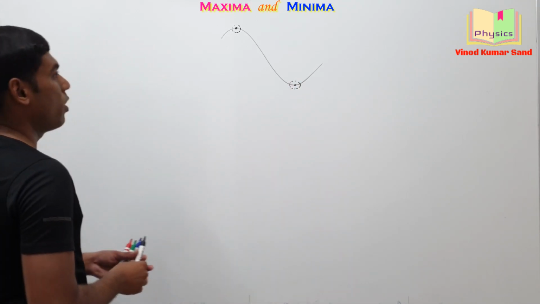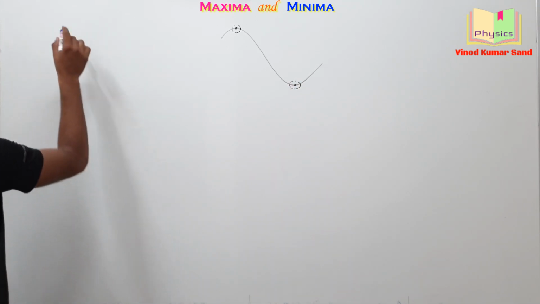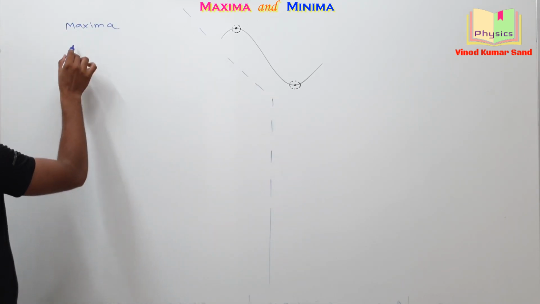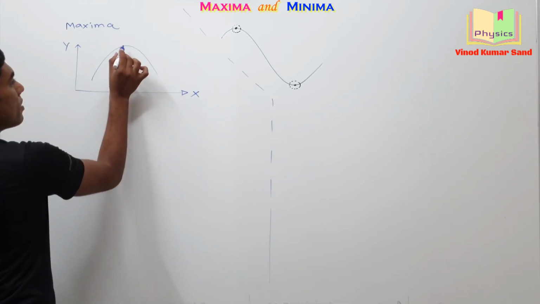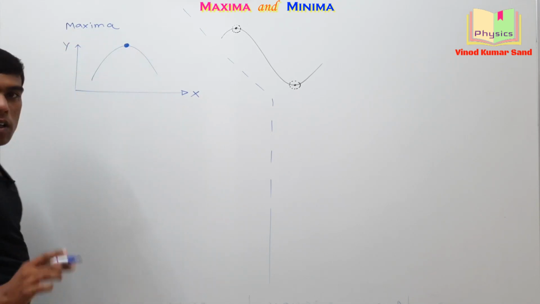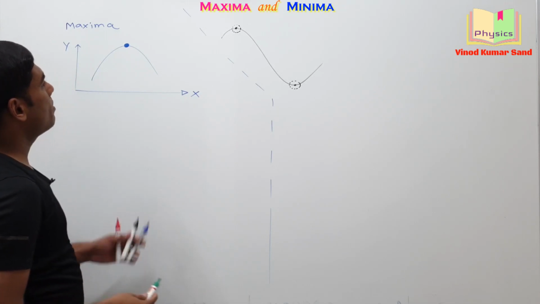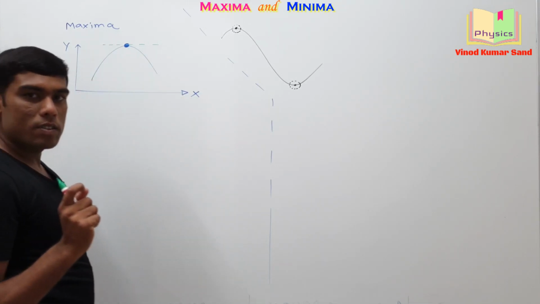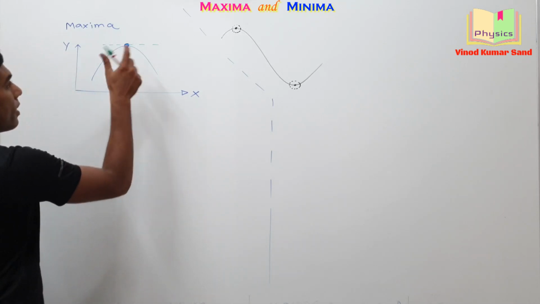So first of all, we'll be reading about the maxima, then we'll talk about the minima. Let's draw the diagram once again. This is indicating the maxima. Fine. At the maxima, if you check the slope, how much is this? The slope here is 0.